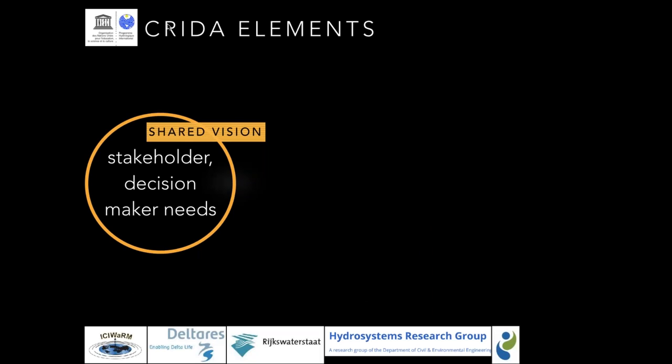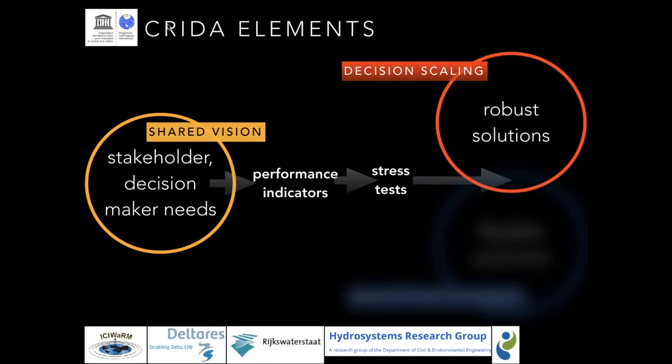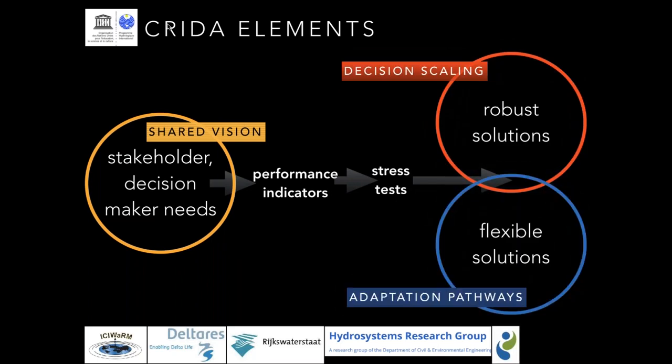What are the elements of CRIDA? As I mentioned earlier, this is a UNESCO International Hydrological Program project and program globally now. That's the logo in the top left. It really begins with a shared vision that I talked about earlier, with the stakeholder and decision maker needs being very clearly articulated, so that the analyst can translate these into specific performance indicators that can be related to climate change, to climate variables. These are confronted with stress tests.